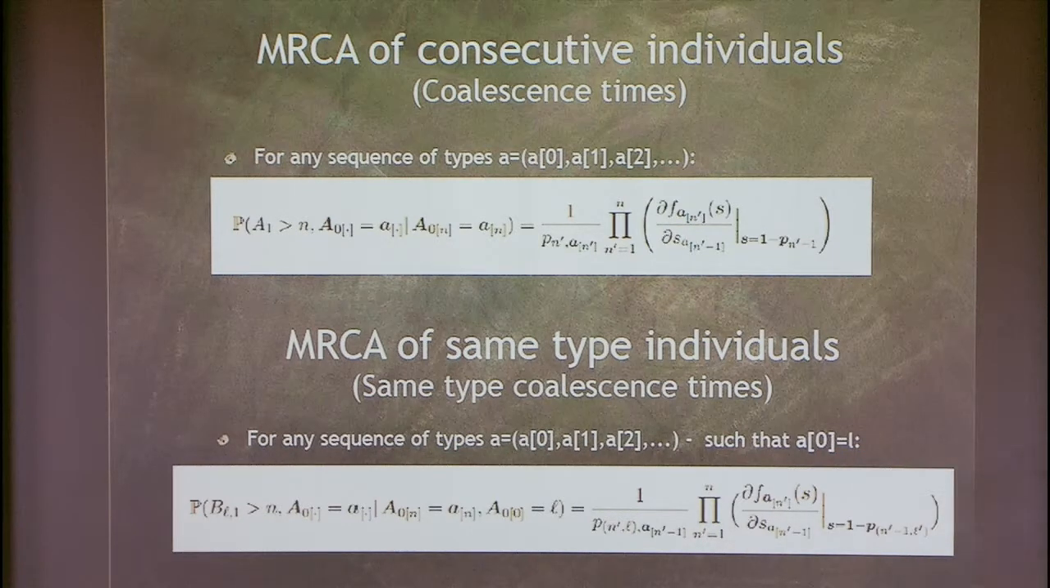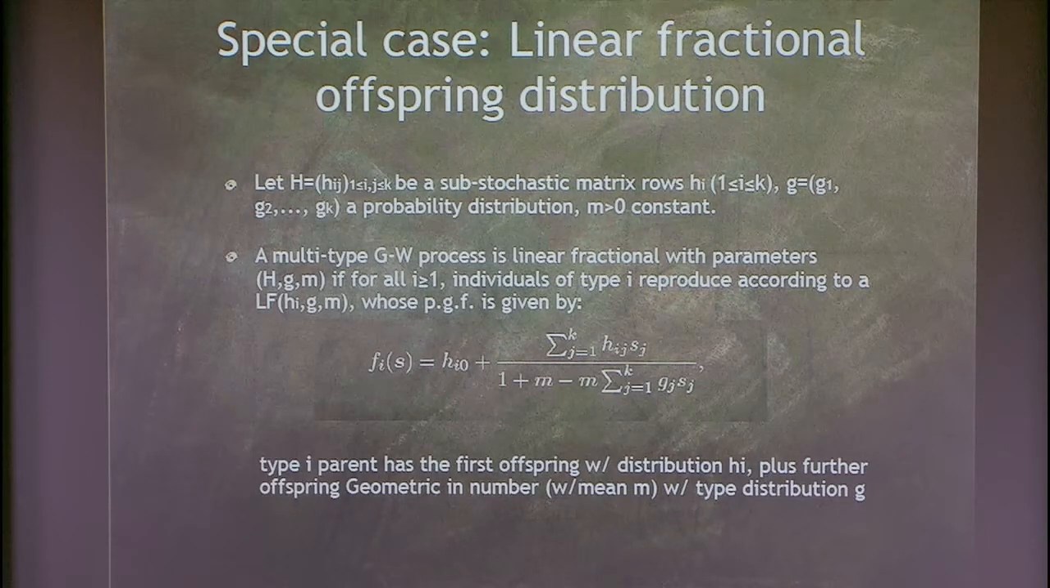It's a messy formula that isn't particularly pleasant, because you're just using the generating function of the offspring distribution. However, now we come to a special case that's particularly nice to analyze. In the single type setting, if you have a geometric offspring distribution, then you have a lot of nice features of the phylogenetic tree, because you have a lot of independence properties. The analogous thing in a multitype setting is the multitype linear fractional offspring distribution.